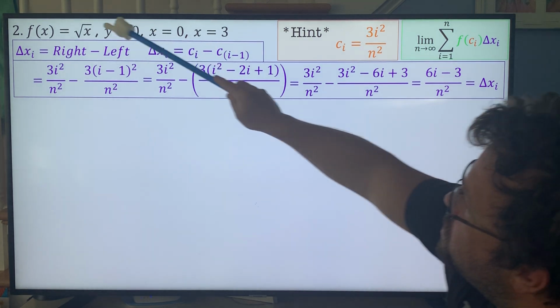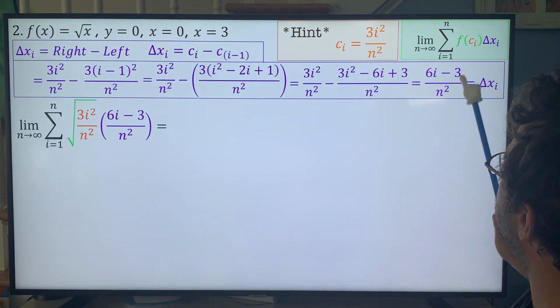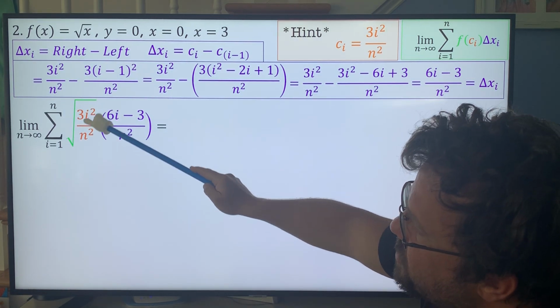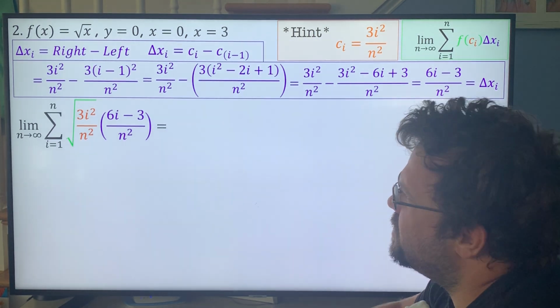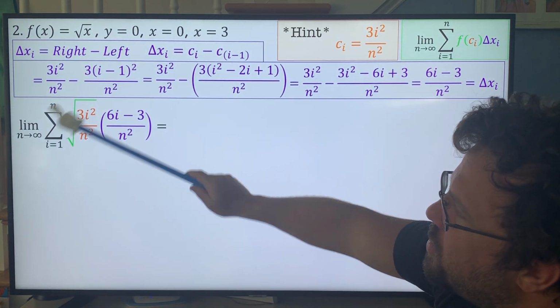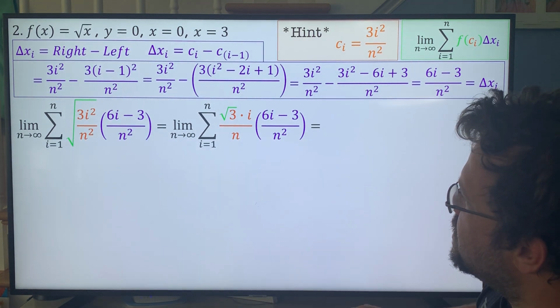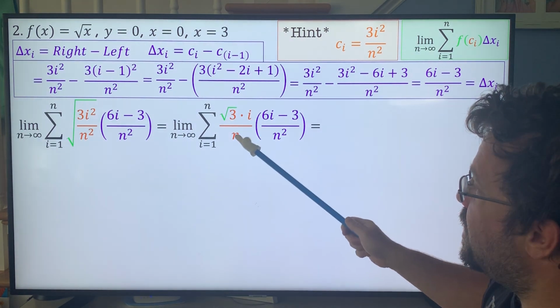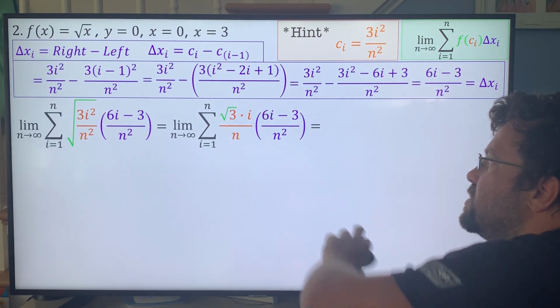f, which is a square root, so we're going to do the square root of that stuff, times delta x_i, which is here. Square root of this, square root of the top, well, square root of 3 is just a regular number. I think it's around like 1.7, so we can just leave it as square root of 3. Square root of i squared is i. Square root of n squared is n. Okay, so you've got square root of 3, which is a decimal, and then i and n. All right, and then you end up with 6i minus 3 over n squared.